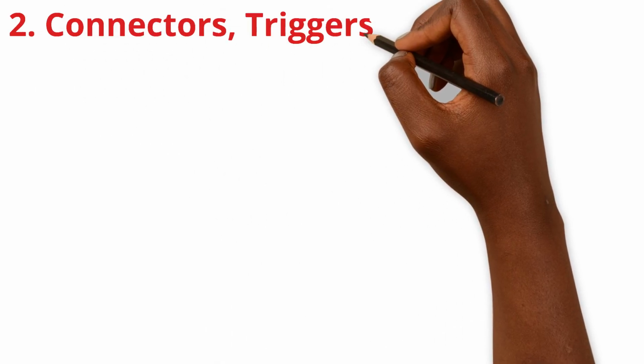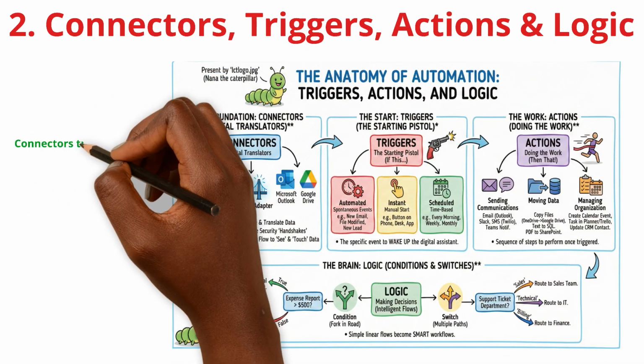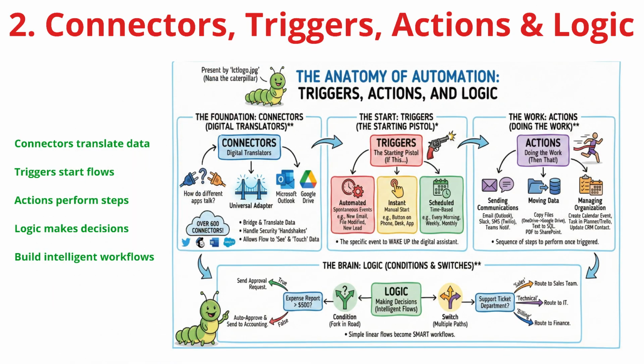To get different apps like Outlook and Google Drive to talk to each other, we need a foundation, connectors. Think of them as digital translators or universal adapters. With over 600 available, they bridge the gap, handling security handshakes so your flow can see and touch data across different services.